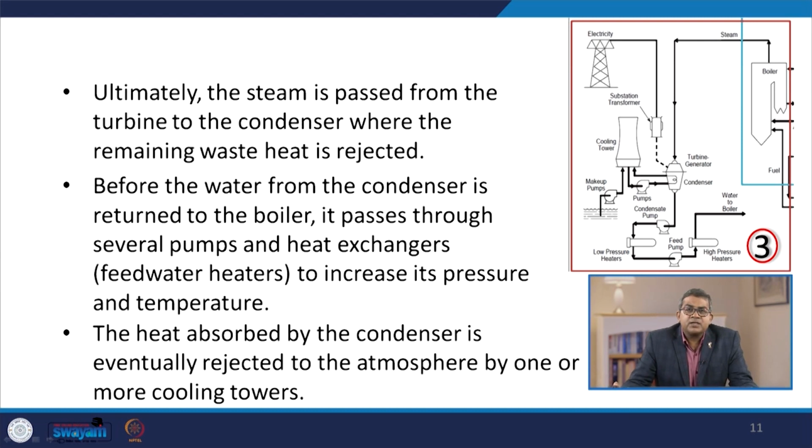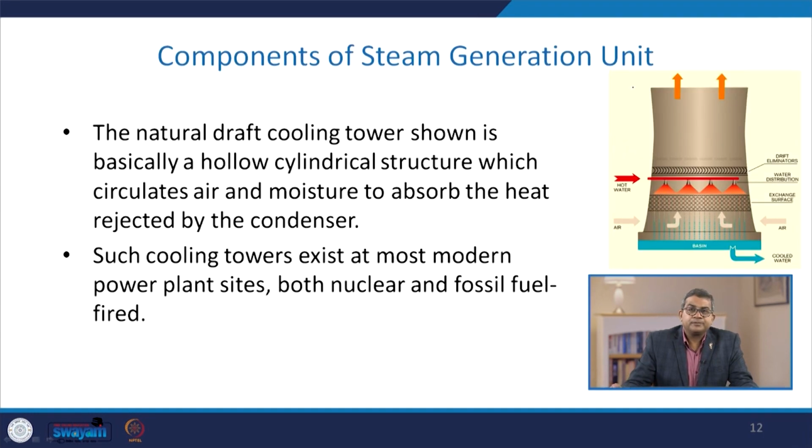Now ultimately the steam is passed from the turbine to the condenser, where the remaining waste heat is rejected. Before the water from the condenser is returned to the boiler, it passes through several pumps and heat exchangers, that is the feed water heaters, to increase the pressure and temperature. The heat absorbed by the condenser is eventually rejected to the atmosphere by one or more cooling towers. So here this is the cooling tower. Whatever heat is absorbed is rejected to the atmosphere, but in a very controlled manner.